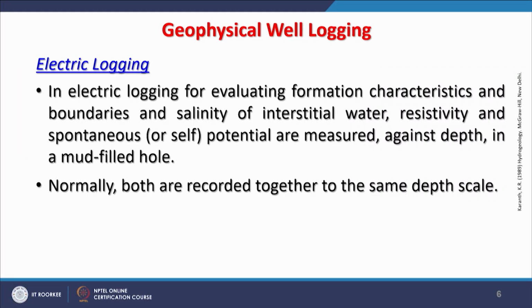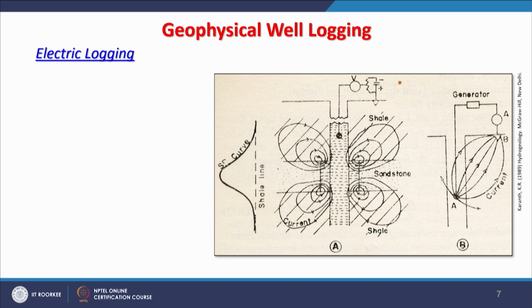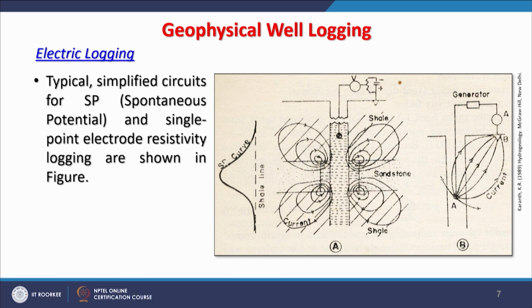Whatever is possible through electrical logging is done in these bore wells, and normally both are recorded together at the same depth scale. Whatever is being done is recorded with depth so that we can plot. Like if I take this example of electrical logging, this is the simplified circuit: you have one electrode here, another one is lowered, and then you keep measuring the current, and that will give you information about the lithology.